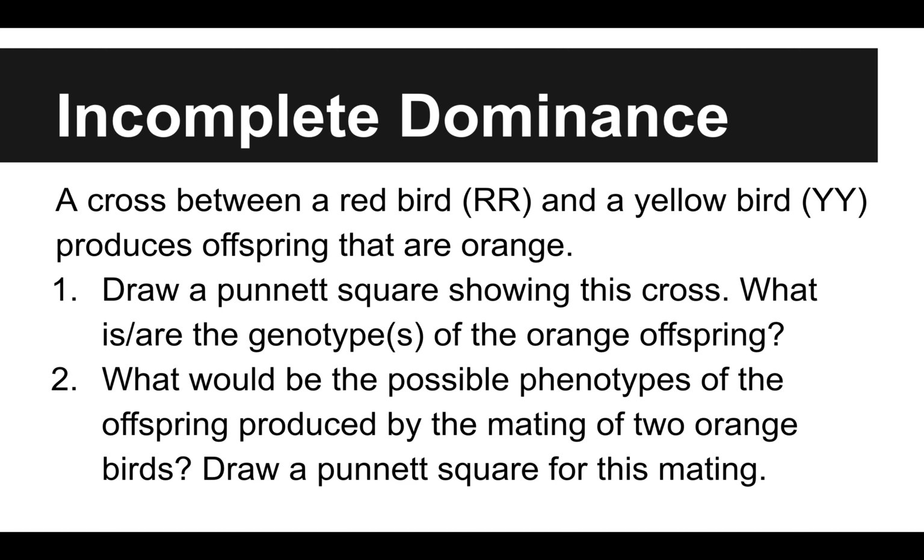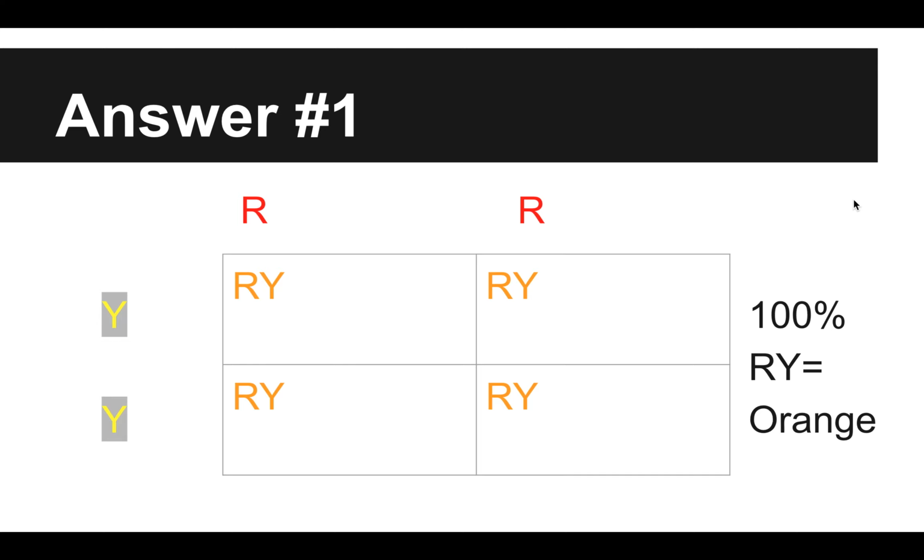Remember, I said this is the one time you need to use different letters. For incomplete dominance, you have different letters for your genotype. If it's just regular dominant and recessive, that needs to be the same letters with uppercase and lowercase. That is not the case for incomplete dominance. So here is the answer to number one.